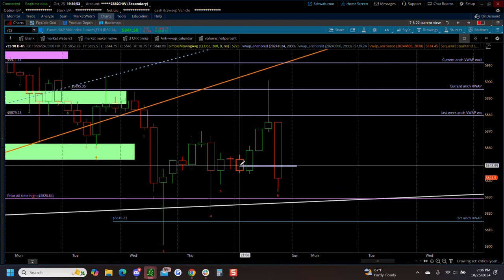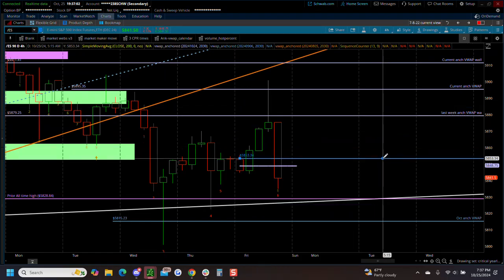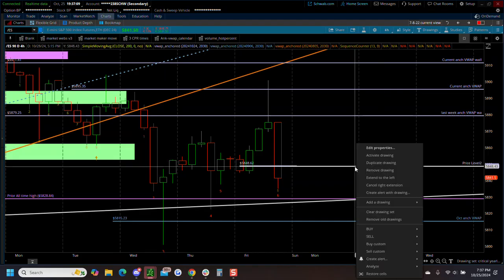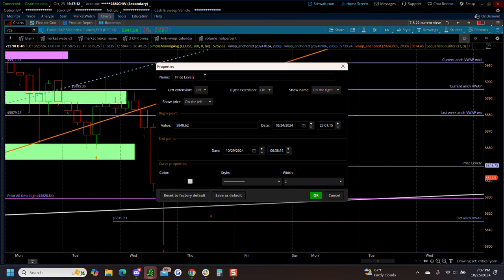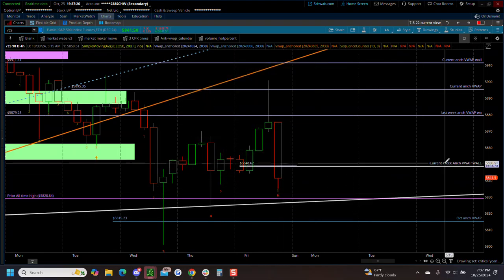Okay, and then what I'll do right here is put something like this. Let's say that we're going into Monday. I'll just put a line right here, edit, and then I'll label it current week anchor VWAP wall.